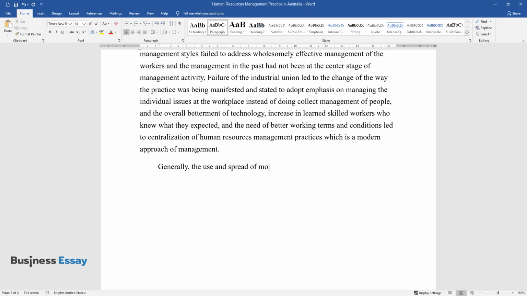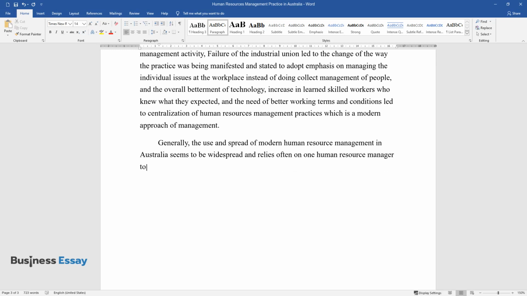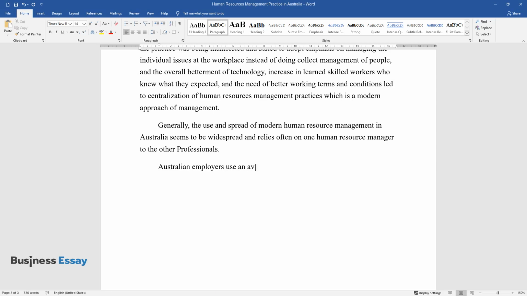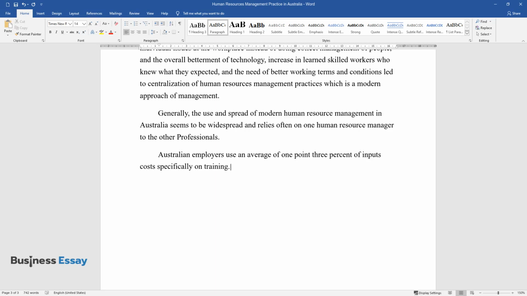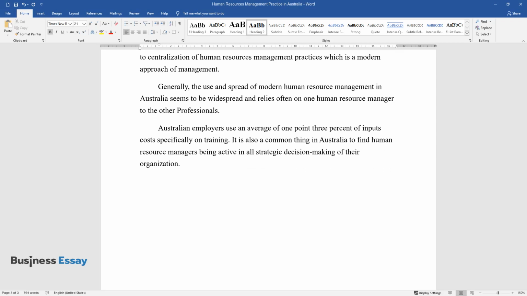Generally, the use and spread of modern human resource management in Australia seems to be widespread and relies often on one human resource manager to the other professionals. Australian employers use an average of 1.3% of input costs specifically on training. It is also a common thing in Australia to find human resource managers being active in all strategic decision-making of their organization.